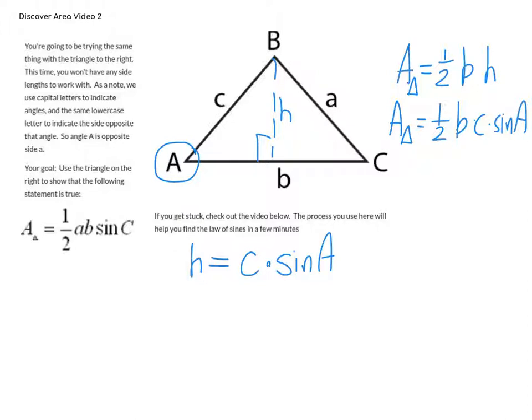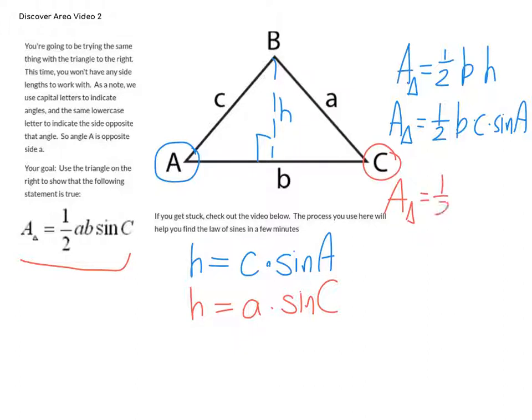And as soon as you see that, you might notice, oh man, that's not what I was asked to do here. I was asked to show this with sine C, so I guess we could go from the other side, and that's okay too. Using angle C to get the height, you might be able to say something like the height is equal to A, that's the hypotenuse, times sine of angle C. And you get an alternative formula here where we have 1/2 times B times A times sine of C, and that's what we have here.